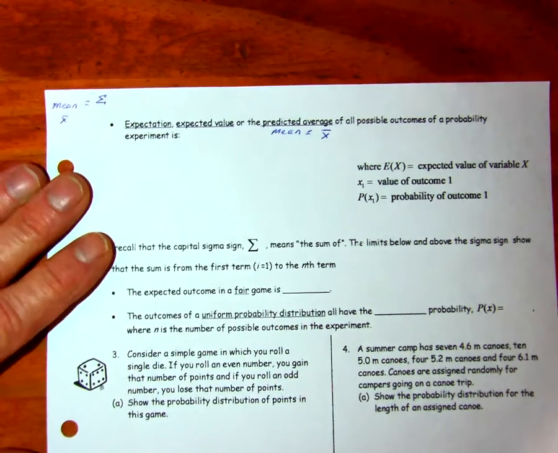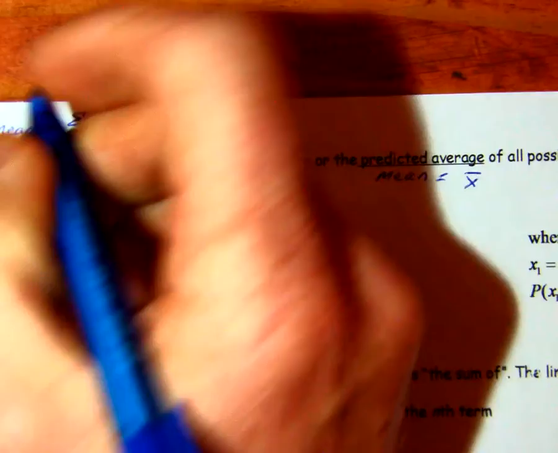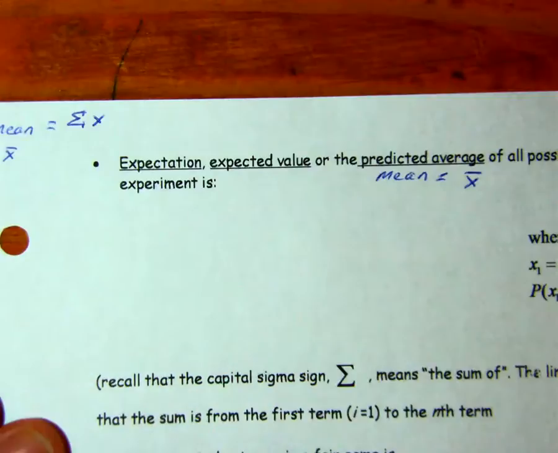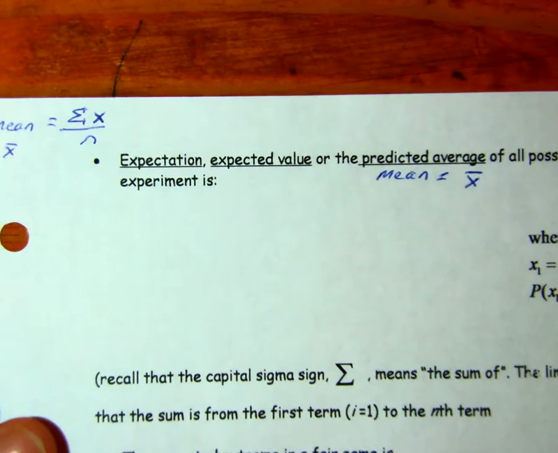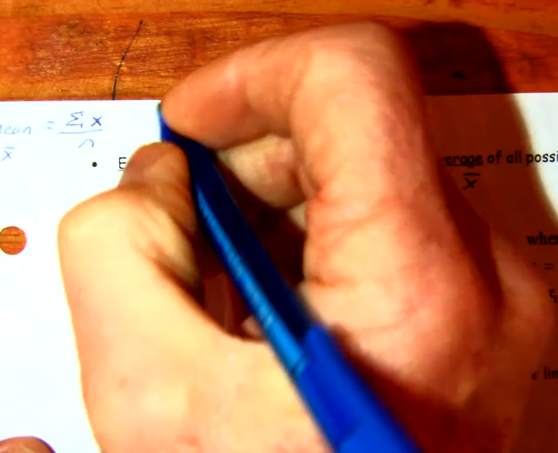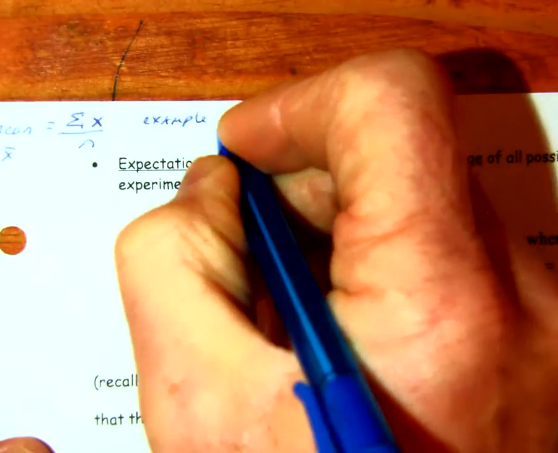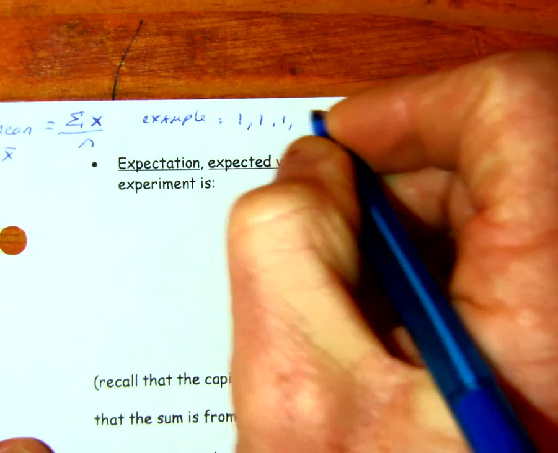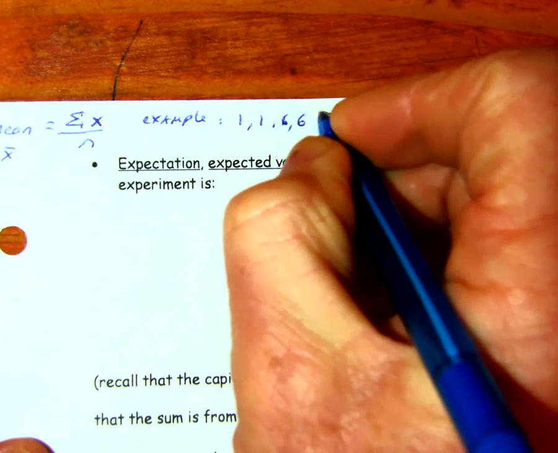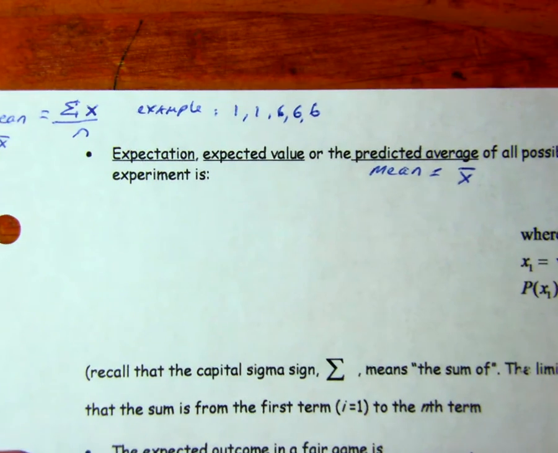And so adding stuff up, we'll use the letter sigma. Sigma just means sum of all the values, right? And you're dividing it by the total number of things. So let's do an example. Let's say we have the values 1, 1, 1, 6, 6, 6. Okay? Let's find the average of those.